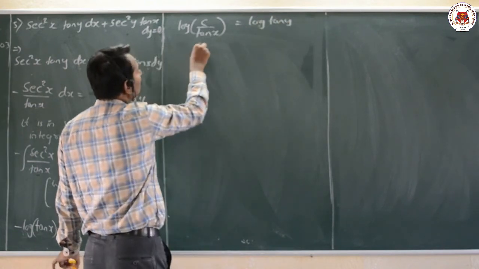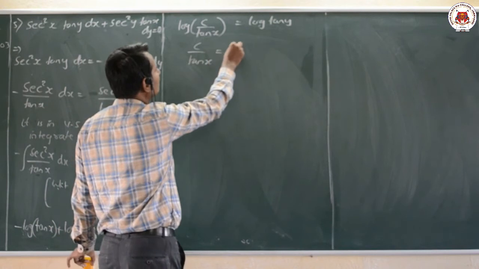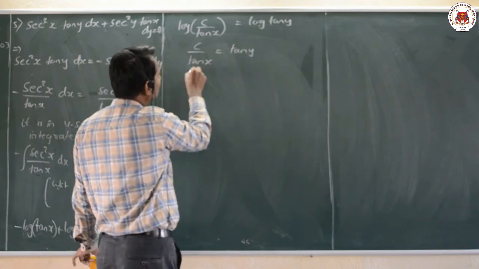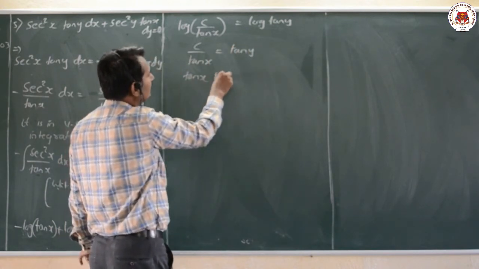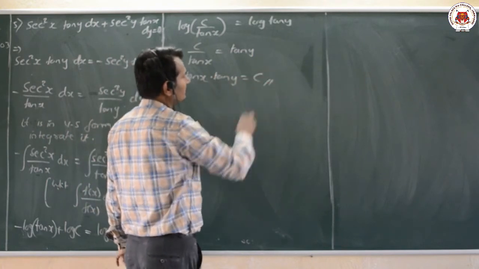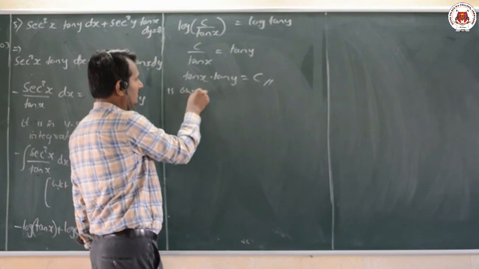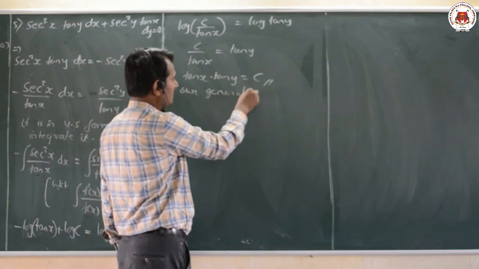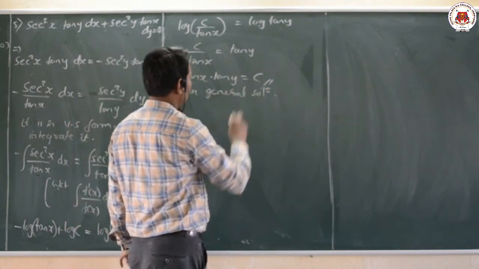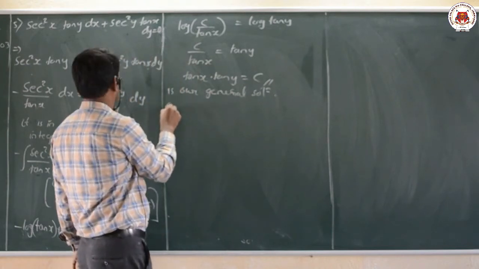So ultimately what we get, c divided by tan x equal to tan y. That implies tan x tan y is equal to c. That is the required general solution, our general solution. Okay, fine. The next problem, that is the 6th question.